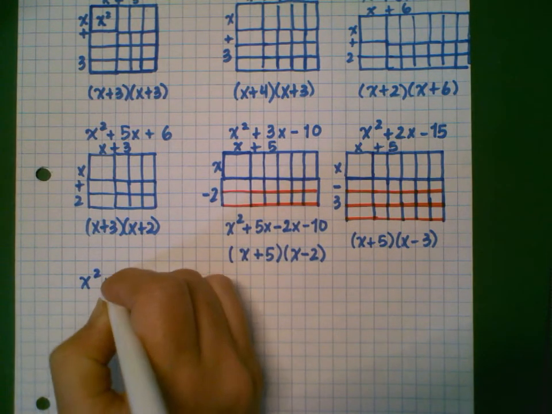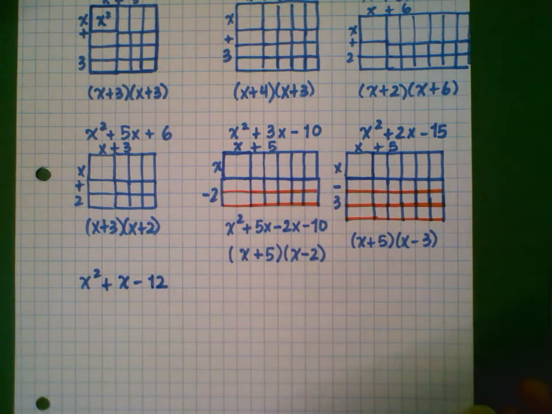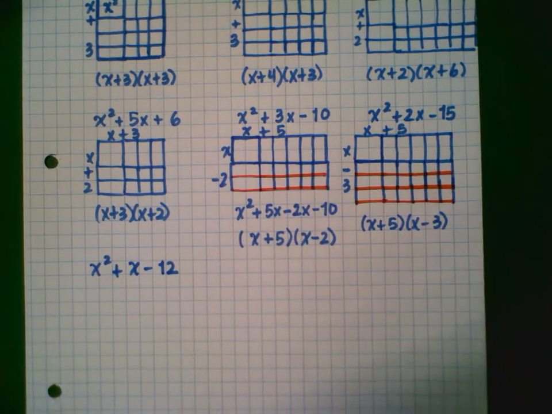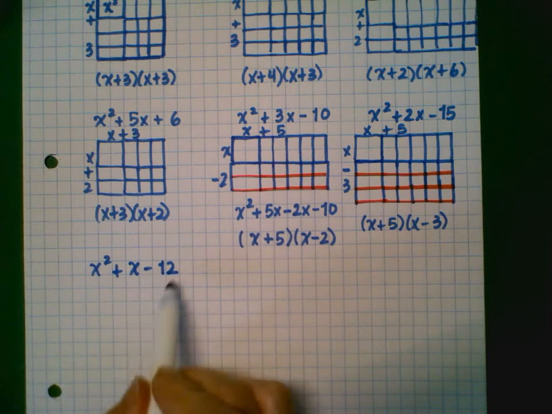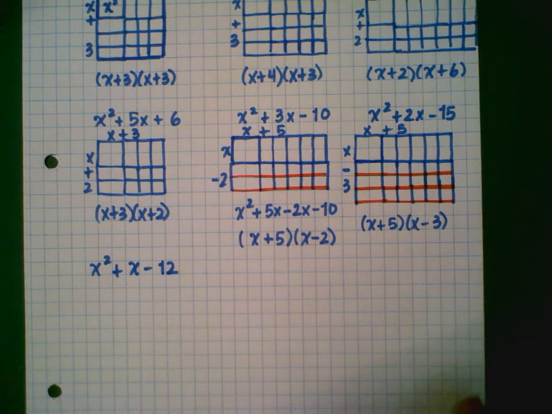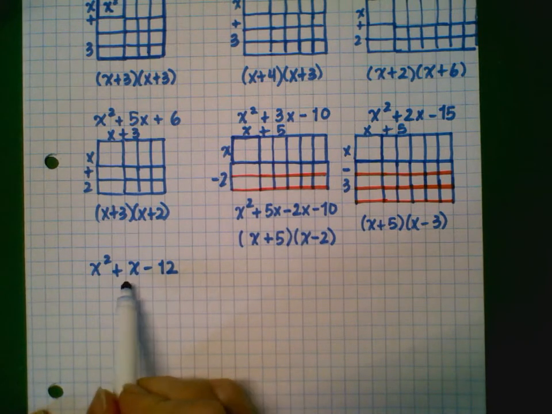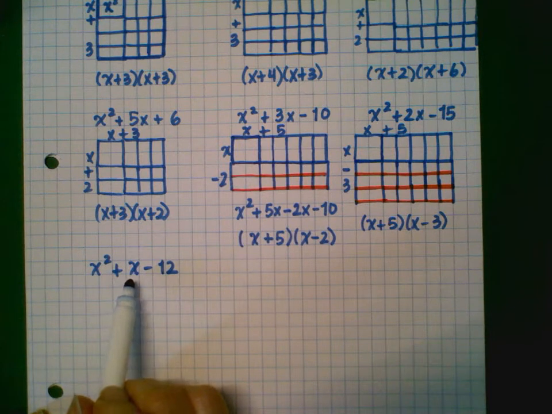X squared plus x minus 12. So as I mentioned in the previous video, 12 is a number that is very divisible. It can be divided by 1, 2, 3, 4, and 6. So it has a lot of possibilities. So before I start drawing in pen here, I'm going to look at the term in the middle to give me a hint of what those two values have to be.